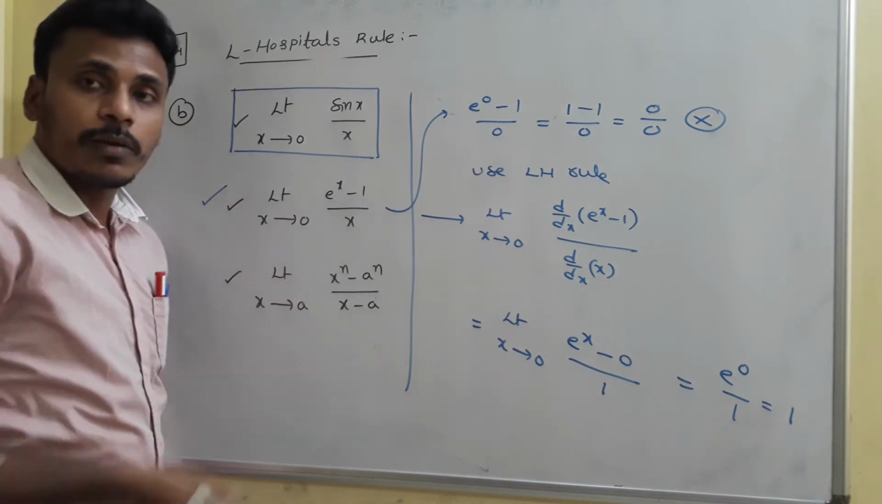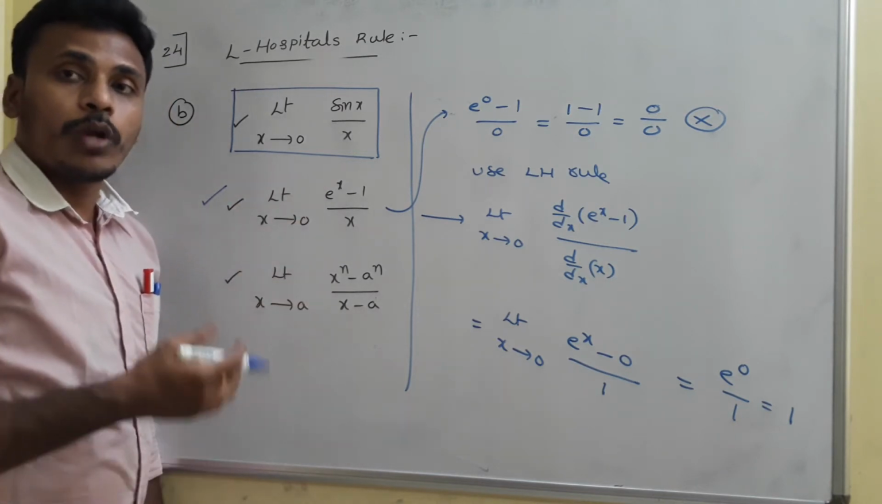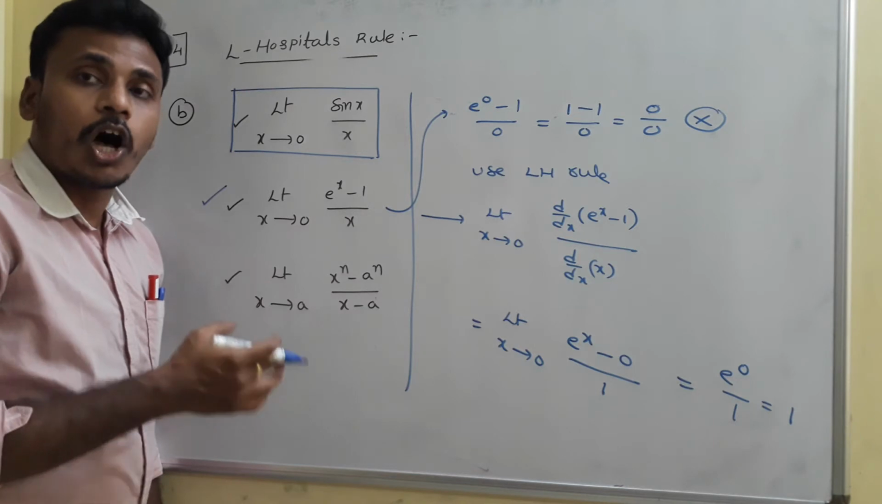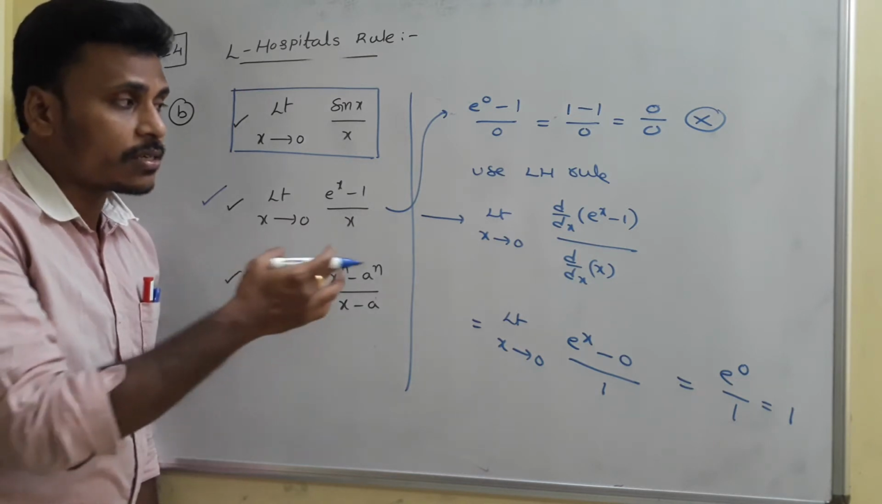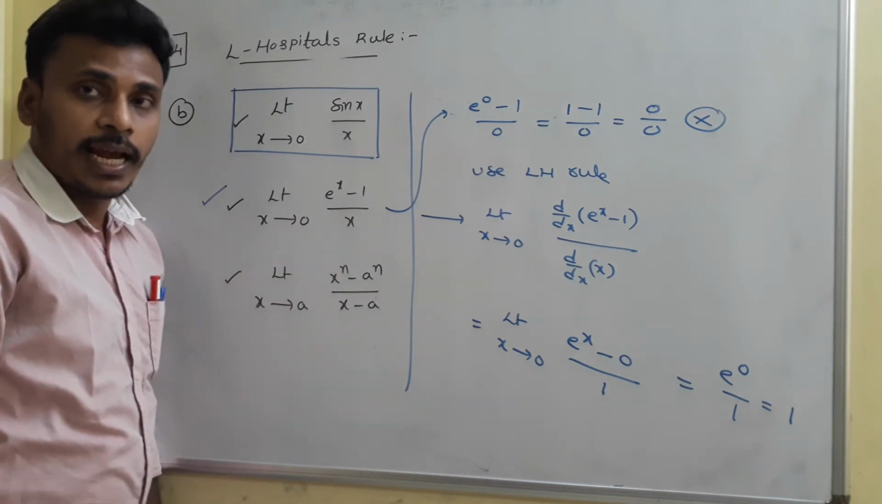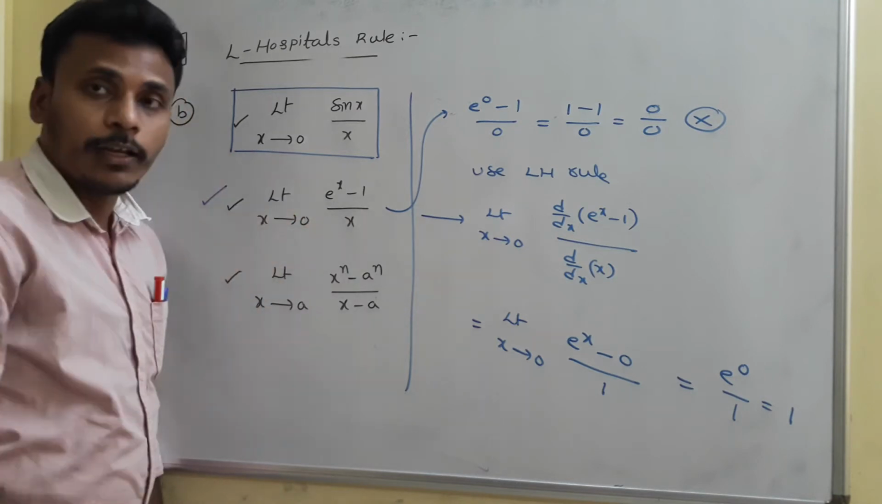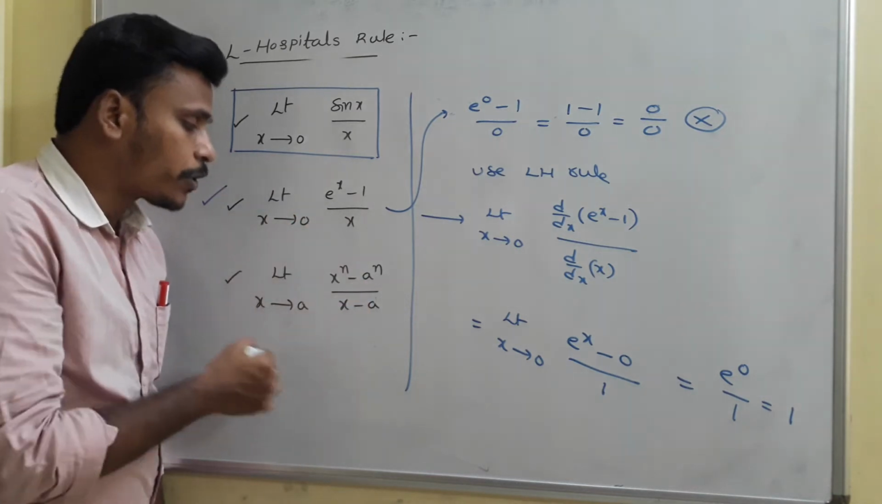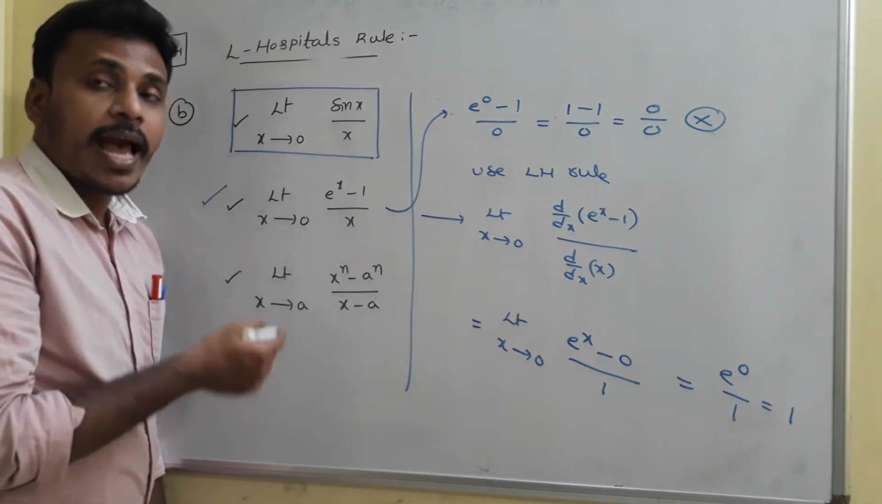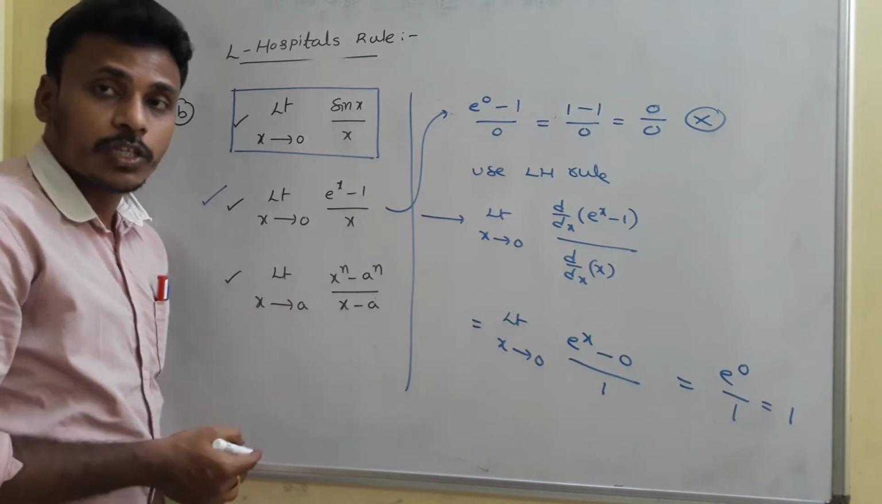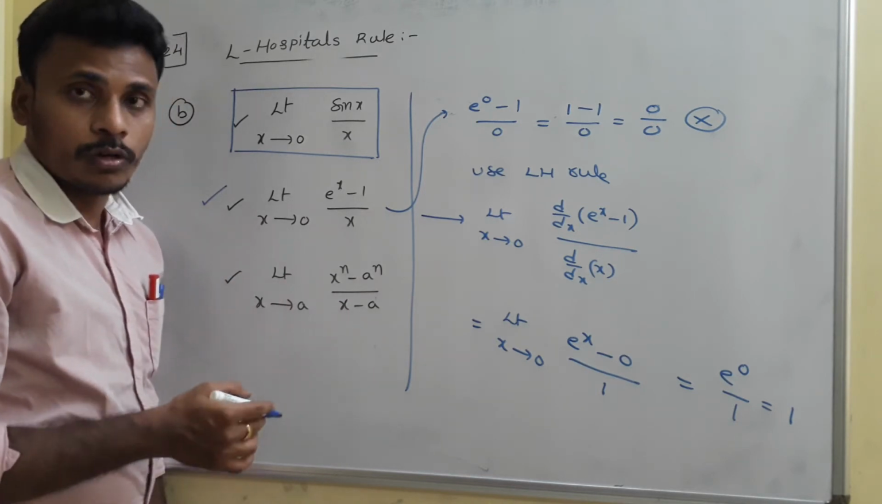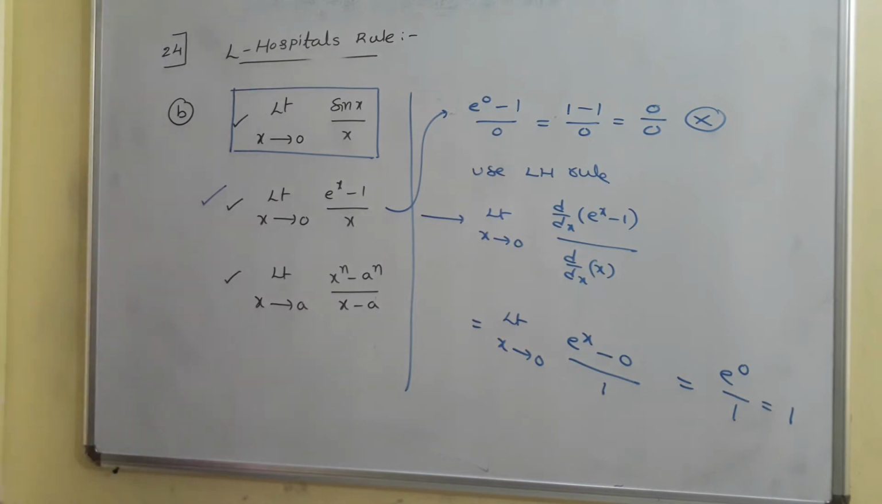So direct replacement is giving an indeterminate form. To avoid it, we may use series expansion or we may use L'Hospital rule. This time we are discussing L'Hospital rule to find this limit value. In the same way, you just observe the limit value of this, n into a to the power n minus 1, using L'Hospital rule. Now I am going to discuss that. Have a look.